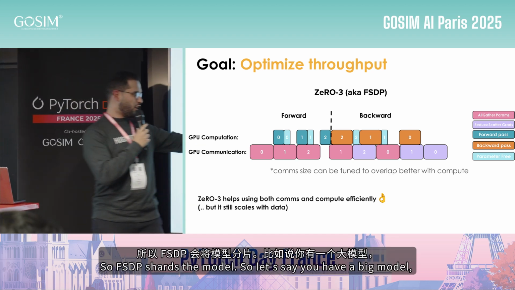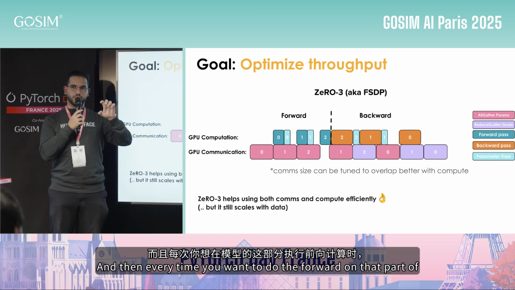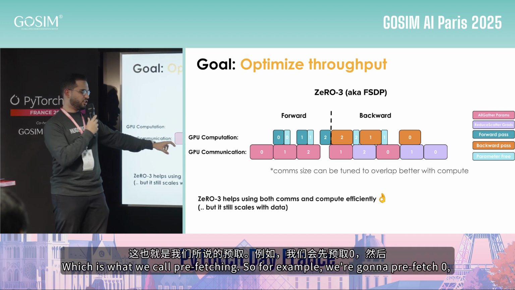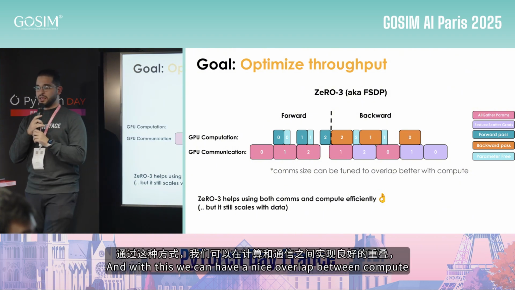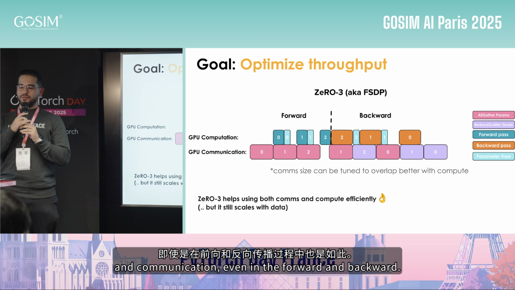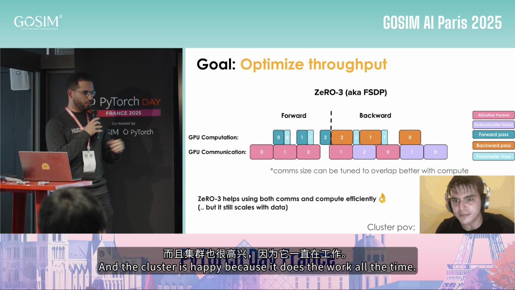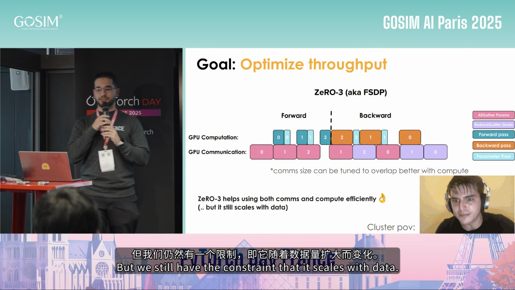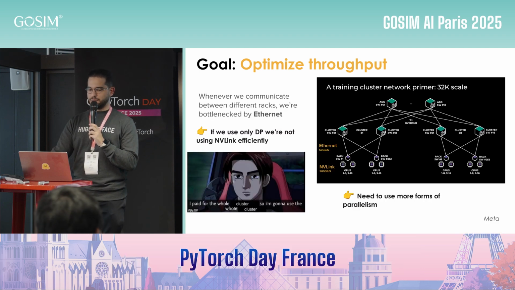So FSDP shards the model. Let's say you have a big model, you're going to shard its parameters. And then every time you want to do the forward on that part of the model, you're going to fetch it with what we call prefetching. So for example, we prefetch 0, then do the forward, prefetch 1, do the forward, etc. With this, we can have a nice overlap between compute and communication, even in the forward and backward. And the cluster is happy because it does work all the time. But we still have the constraint that it scales with data, so we can't just use FSDP all the time if you have a lot of GPUs.